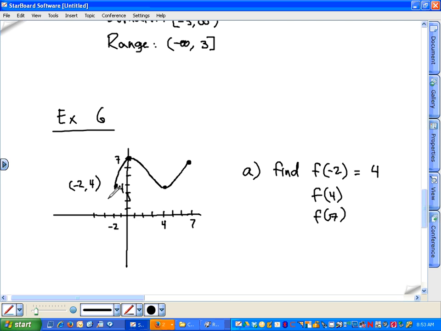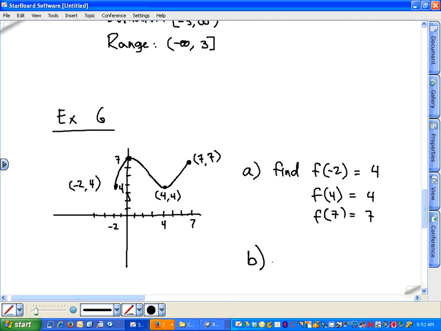What about f of 4? When x equals 4, what is the function value? Well, here's where x equals 4. The point there is (4, 4). So f of 4 is equal to 4. Okay. F of 7, if we go over to 7 here, this is the point (7, 7). So when x equals 7, the function value is 7.